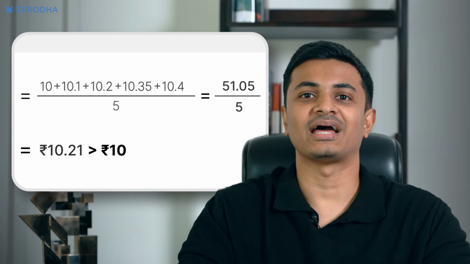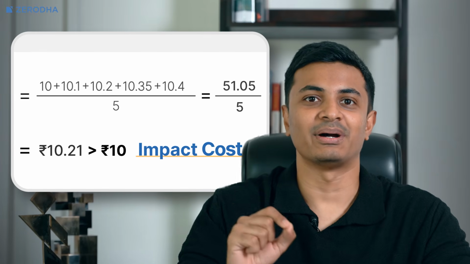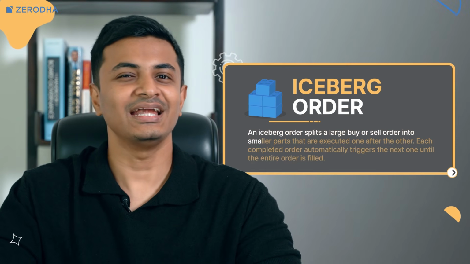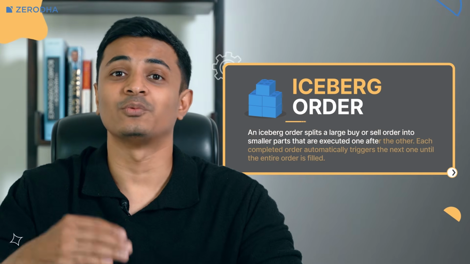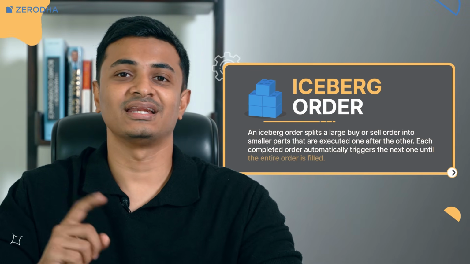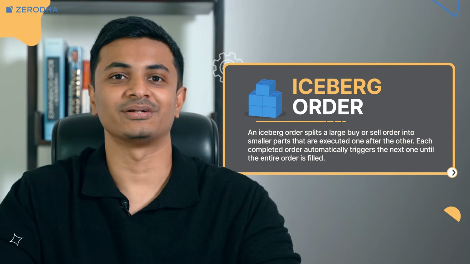This increase in your average price is known as the impact cost, and it increases with the size of your order. So, how do you reduce the impact cost? You can use an iceberg order. Now, what is an iceberg order? An iceberg order splits a large buy or sell order into smaller parts that are executed one after the other. Each completed order automatically triggers the next one until the entire order is filled.